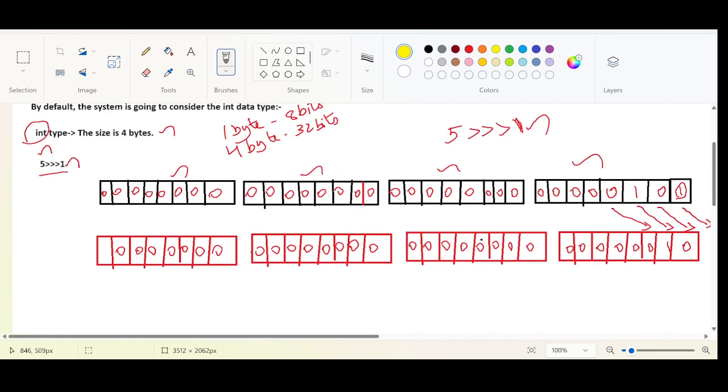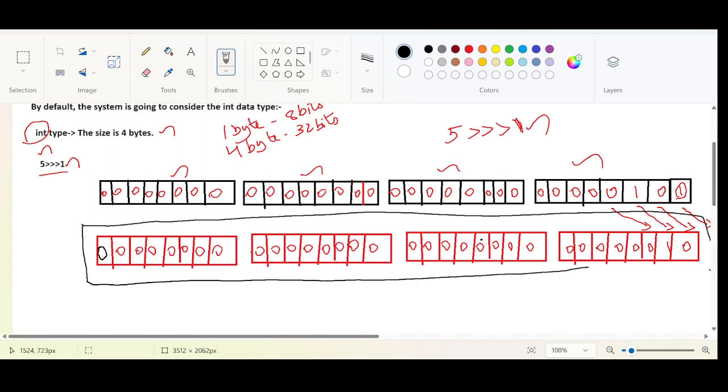Right? So I am doing the same thing. I am filling the empty space with what? I am filling the empty space with 0. And after doing this, this is the new set of register that we have got after performing the triple right shift operation. Now convert this directly into the binary number.